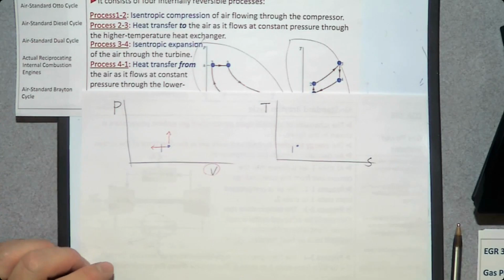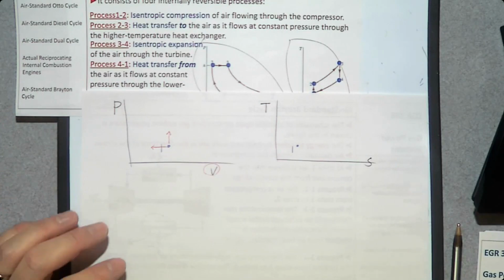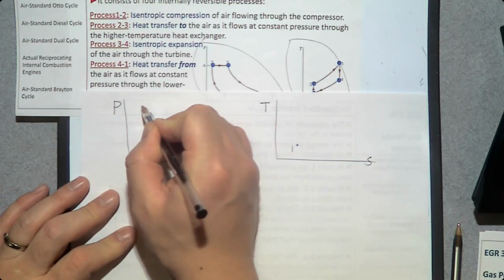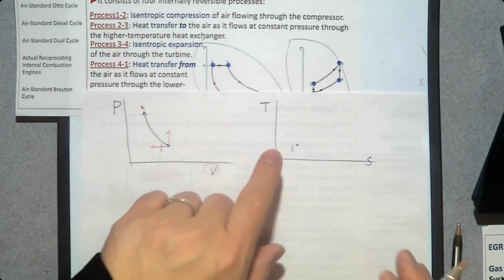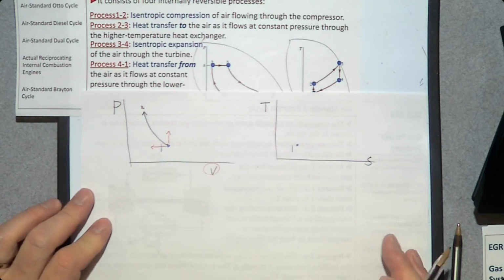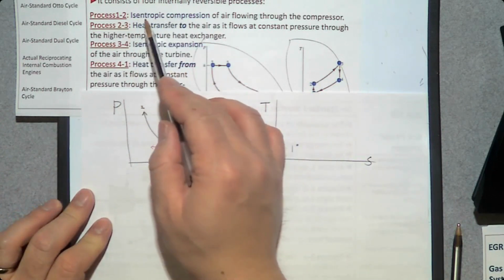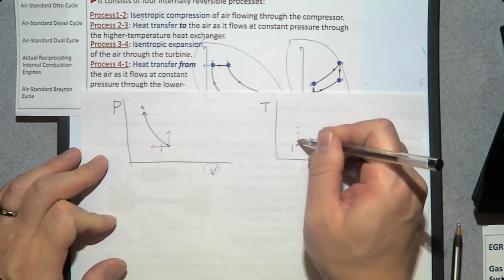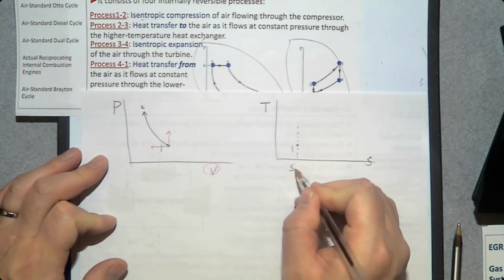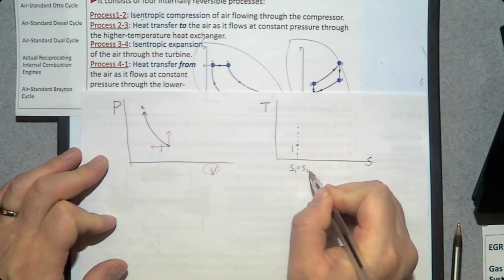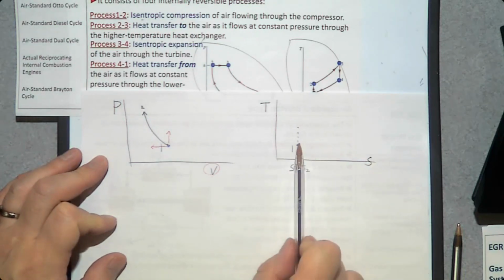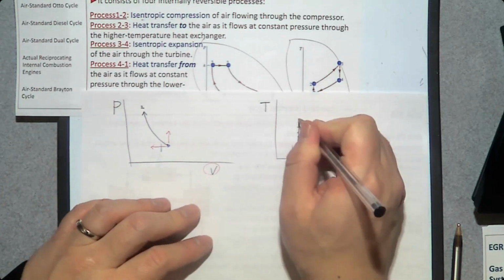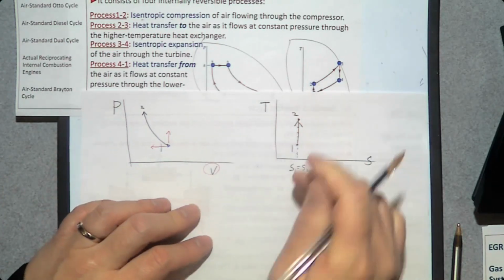So this process is from here to here. Number 2. What about on this TS diagram? The process 1 to 2 is isentropic compression. Isentropy means entropy S remains constant. And it's a compression process, therefore temperature goes up. So this way, number 2.